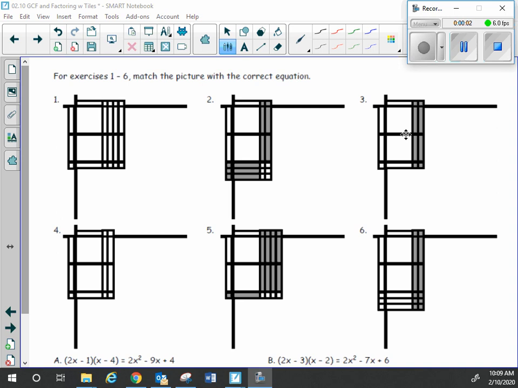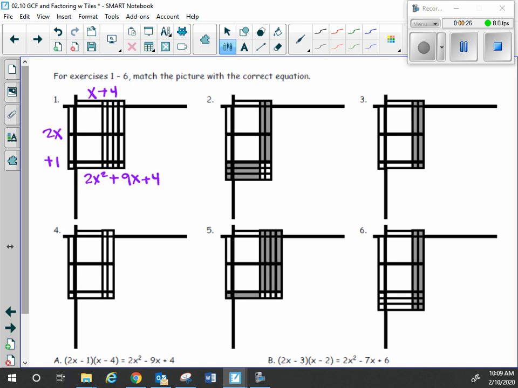2x, top? Oh, x plus 4. X plus 4. What about the side? Up to x plus 4. Plus 1. And then what would the center represent? X squared. How many x squared? 2x squared. Plus 9x plus 4.